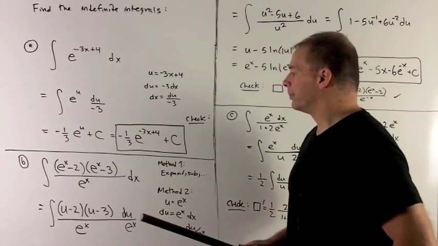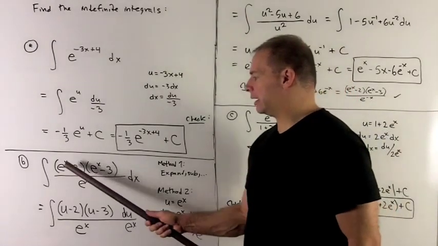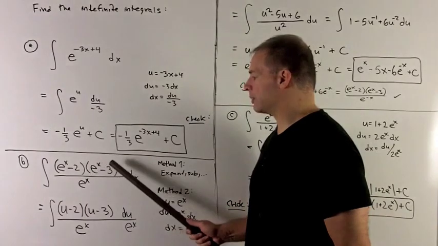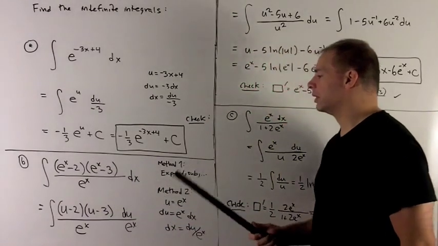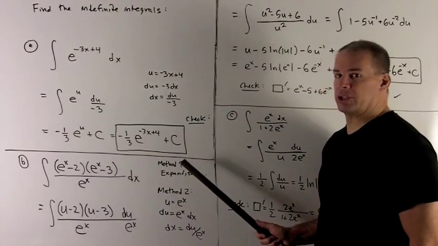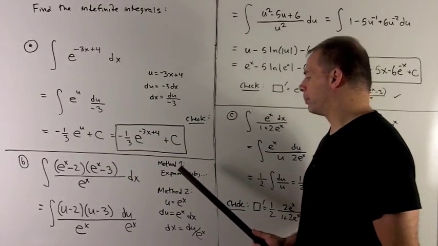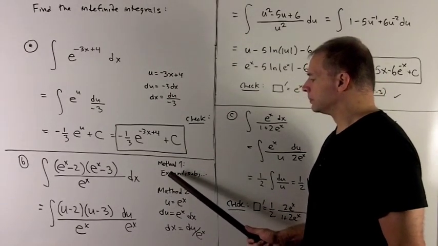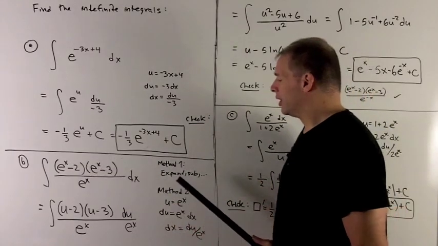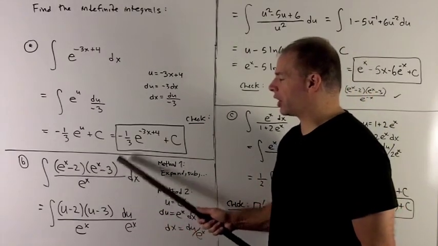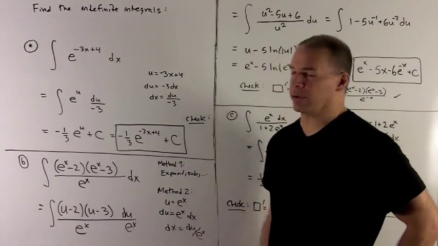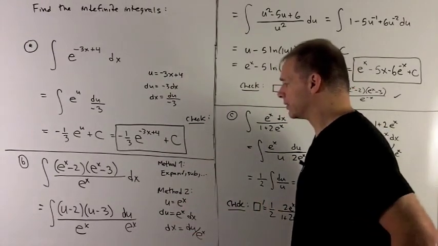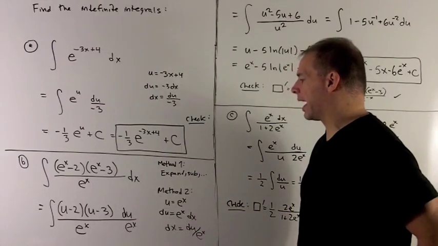For our next one, let's consider e to the x minus 2, e to the x minus 3 over e to the x dx. Okay, the first method we could try, which is probably more straightforward, just want to expand the top. You're going to divide e to the x into each term, and then you're just going to do a substitution, take the antiderivative. You'll have to divide by e to the x again when you do that.